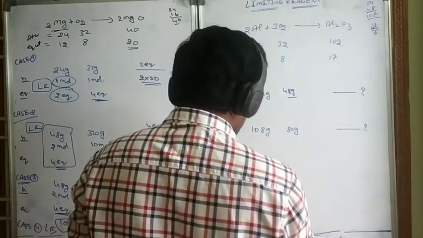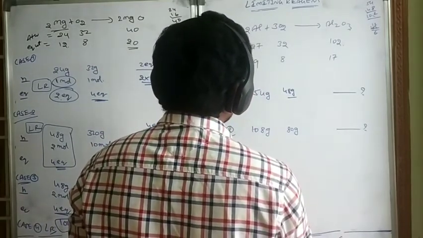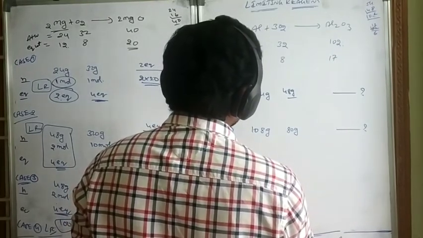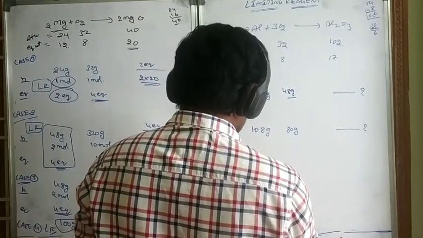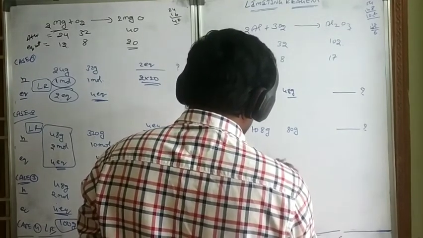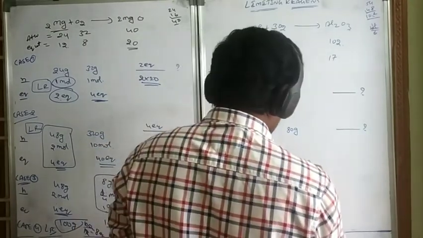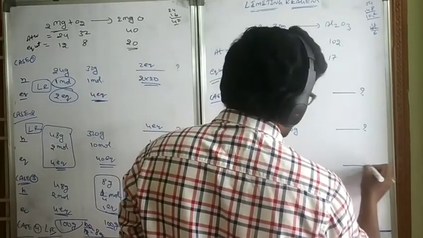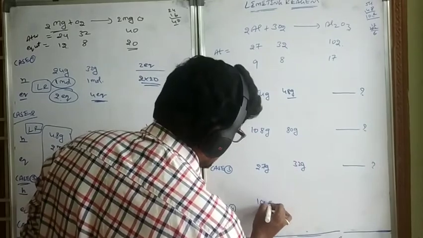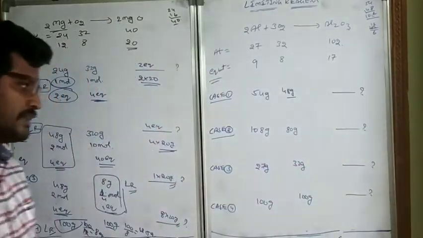Case 3: 27 grams and then 32 grams. What is the limiting reagent? And case 4: this is 100 grams and this is 100 grams. What is the limiting reagent?